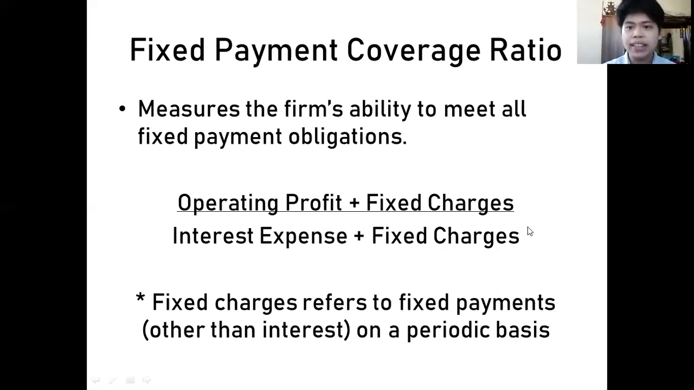But, ano ba yung ibig sabihin natin ng fixed charges? Fixed charges refers to fixed payments other than interest on a periodic basis. So, yung important word dito, fixed payments. Okay, so ang example dito, kung let's say, meron kang rent expense, kailangan mo siyang bayaran every year. So that is a fixed charge. Okay, rent expense. So that is an example of fixed charge. Kasi kailangan mo siyang bayaran on a periodic basis.